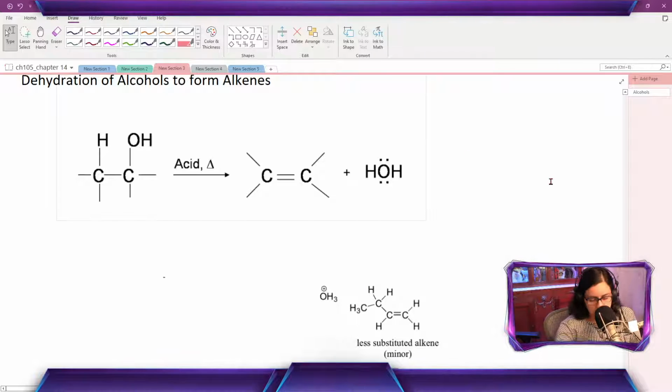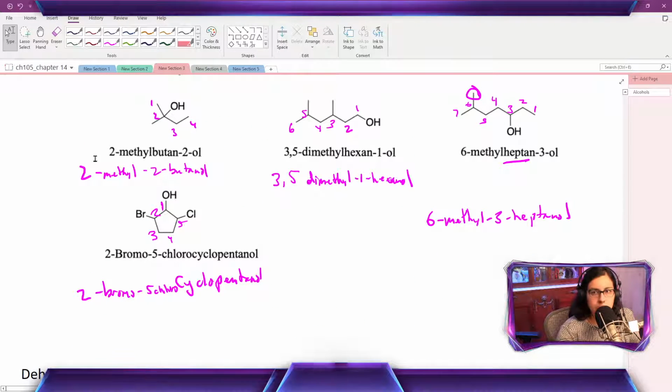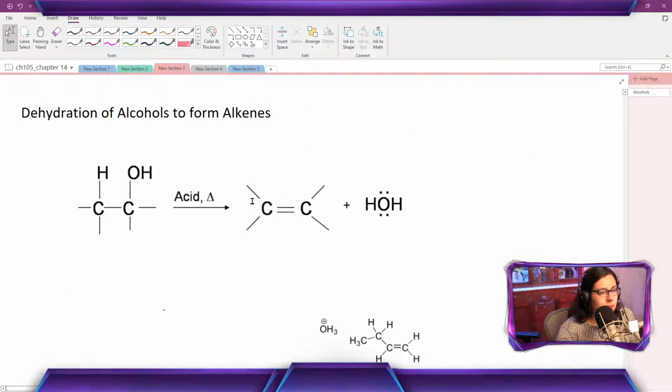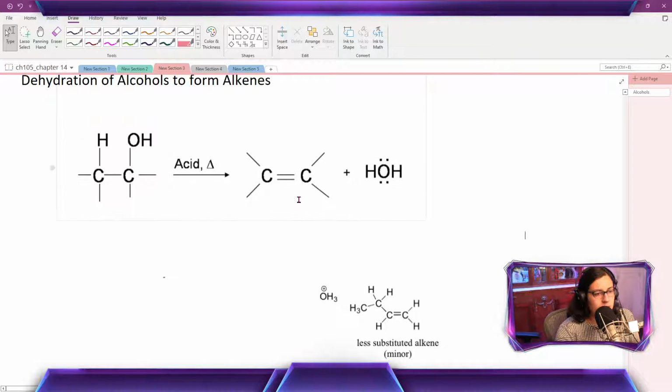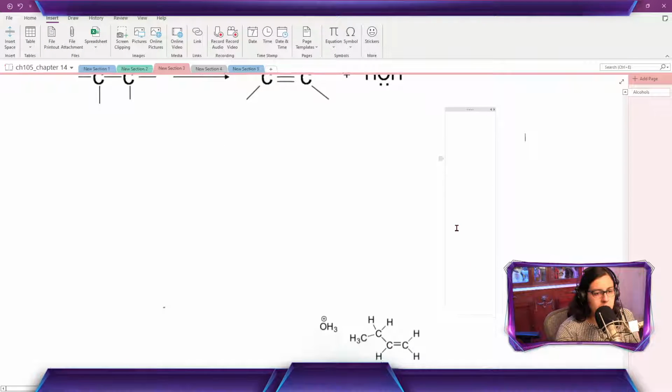So let's start looking at some of these reactions now of alcohols. And we'll do some practice probably on Wednesday, so bring your questions for Wednesday too. And so, dehydration of alcohols to form alkenes. Let's look at the mechanism, because it's always important to understand our mechanism.